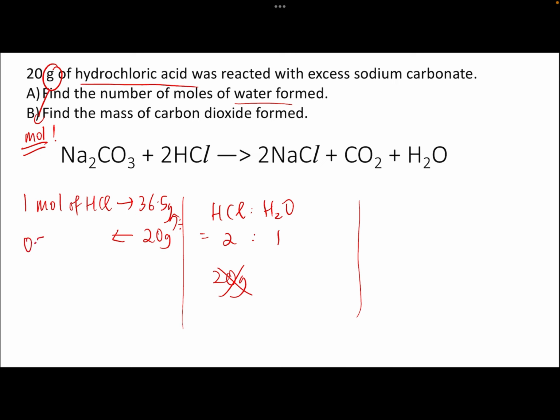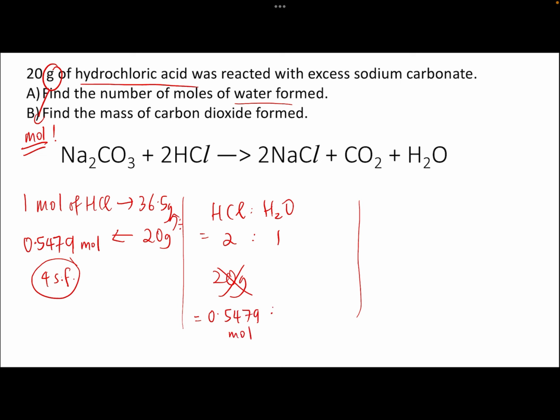Okay, so remember your answers. Your working must be in 4 sig fig, because your final answer will be in 3 sig fig. Right, so 20 grams of HCl is actually 0.5479. So I just plug this number in now.